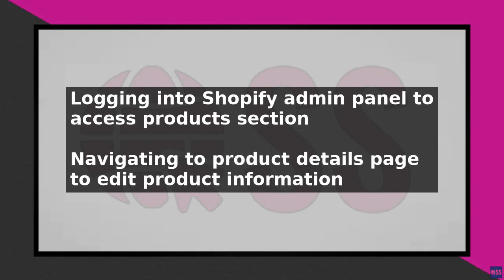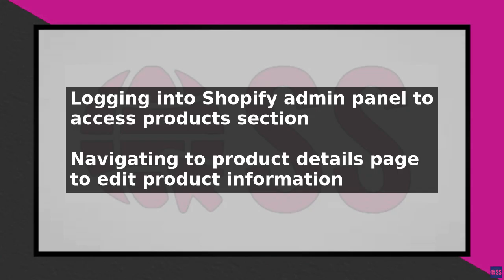Adding a quantity option on Shopify allows customers to purchase multiple quantities of the same product in a single transaction. To add this feature, start by logging into your Shopify admin panel and navigating to the Products section. Select the product for which you want to add the quantity option and click on the Edit button.